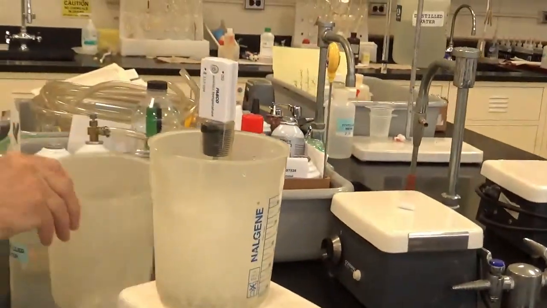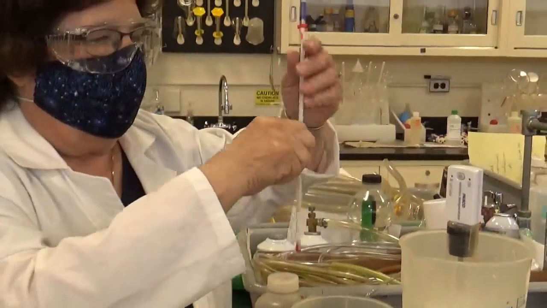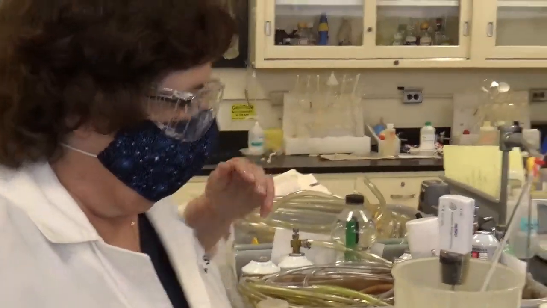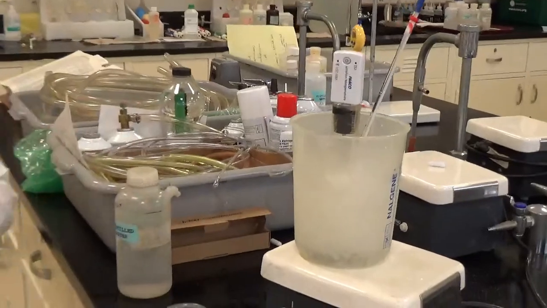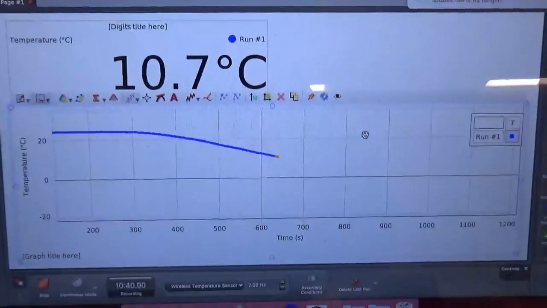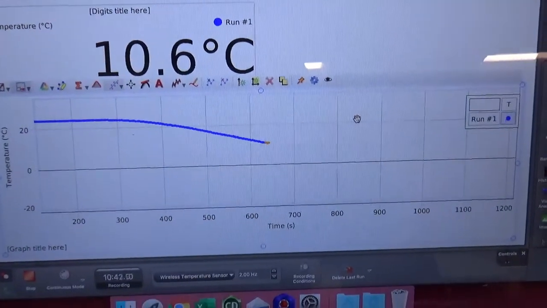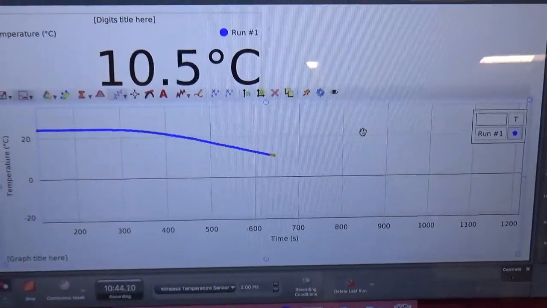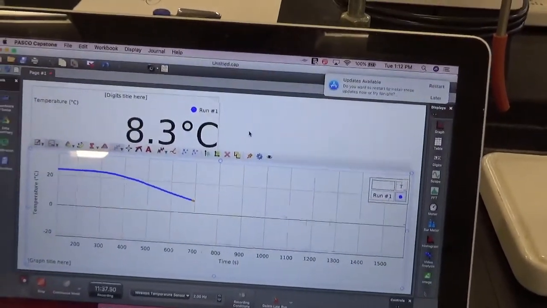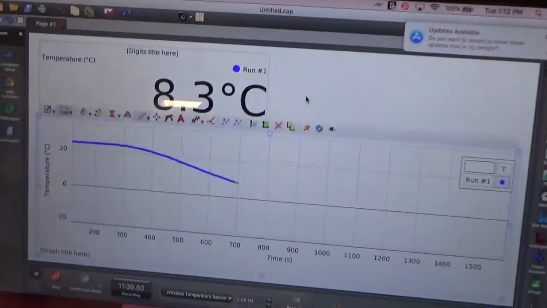And from time to time, Mrs. Syak replenishes the salt ice bath to keep track of it. And the temperature continues to drop and is now at 10.6 degrees C. And the temperature is now 8.4 and dropping, 8.3.